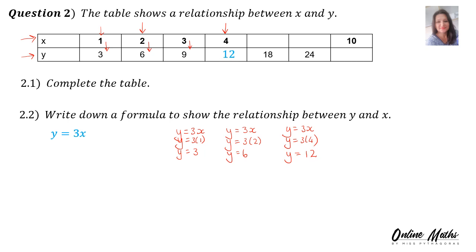Now, let's wait with 18 and 24, since they are y values. Let's complete this last value there. The 10 is an x value. So into our formula, y is equal to 3x. In x's place, we substitute 10, and we end with y is 3 times 10 is 30. So there at 10, the corresponding y value will be 30.